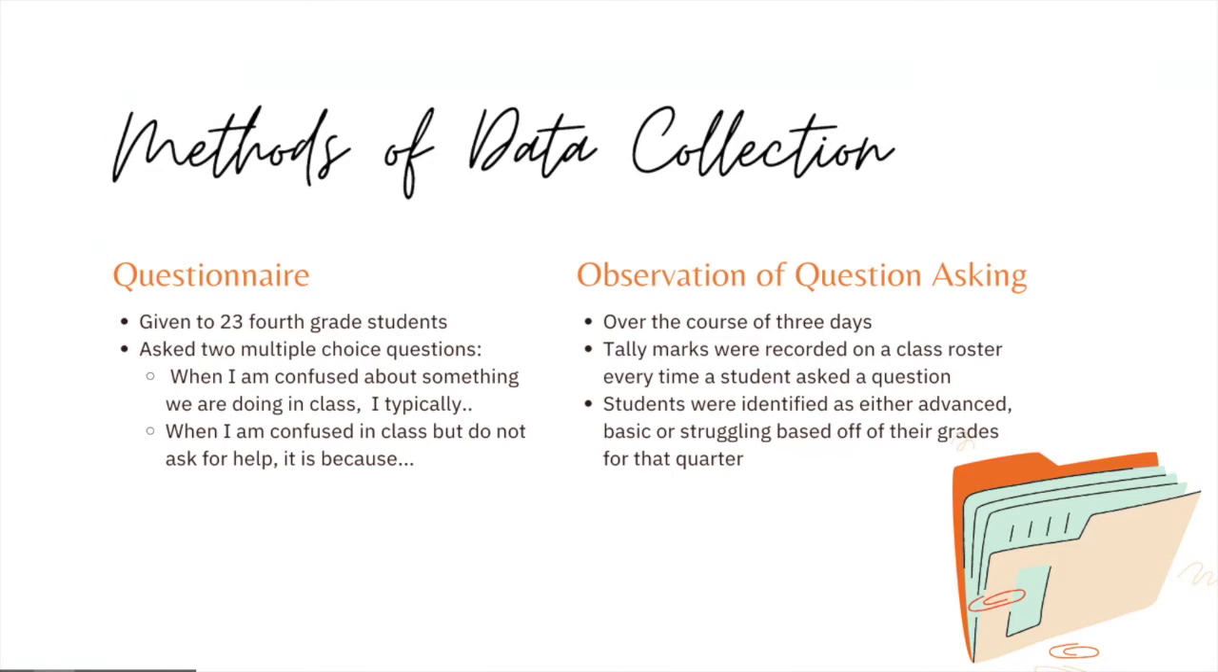This was math in quarter 2. Based off of their quarter 2 grades for math, I decided whether a student would be advanced, basic, or struggling. So I was able to compare the question asking frequency to gender and then their ability level.